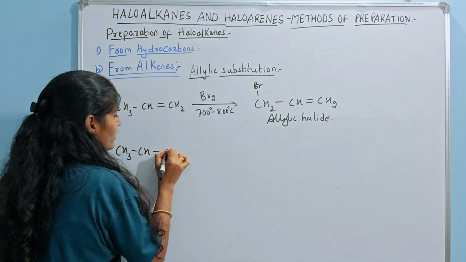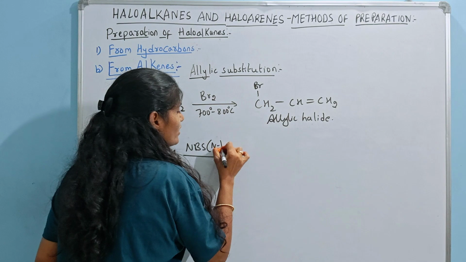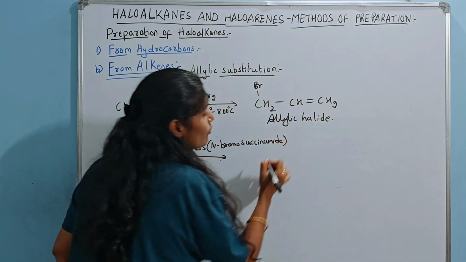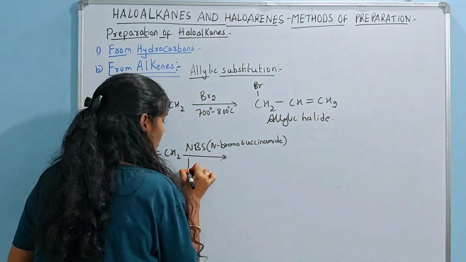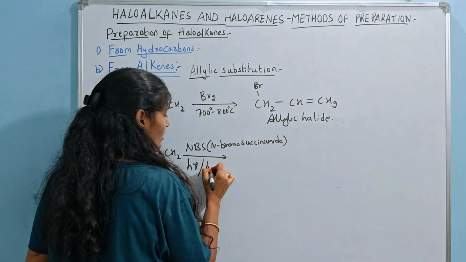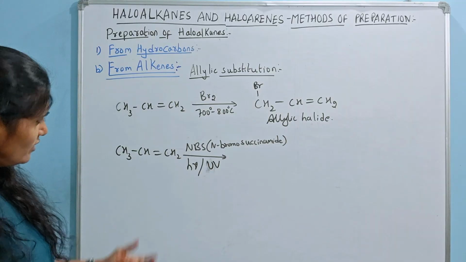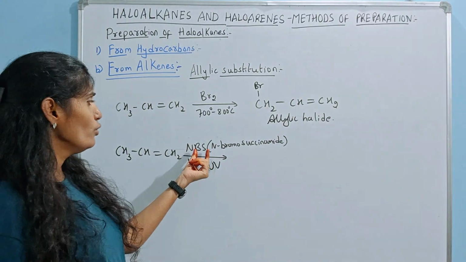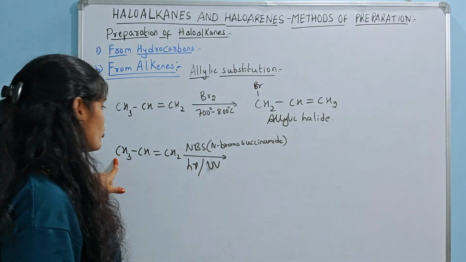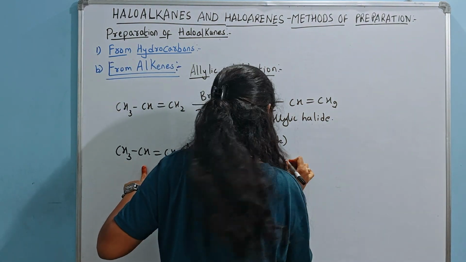Is this the only way I can get this? No. Take an unsymmetric alkene like this. Now you can also use NBS. What is NBS? NBS is N-bromosuccinimide. This happens in the presence of sunlight, or you can go for UV light. You usually don't heat this. When I use N-bromosuccinimide in the presence of sunlight or UV light, the substitution happens at this position, forming an allylic halide. Because it is N-bromosuccinimide, there is only the possibility of bromine coming here.